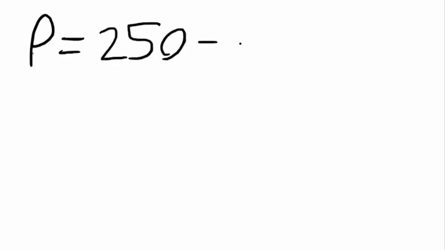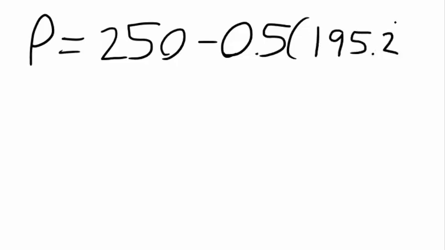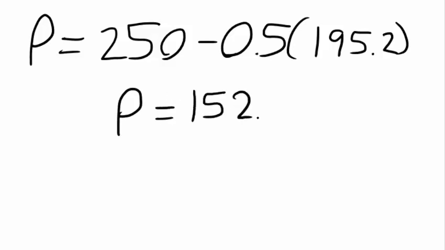Now when it comes to finding the price they'll charge for this good, they will plug the total market quantity into the price function that was given at the beginning of this problem. So we have price equals 250 minus 0.5 times our total quantity, which was 195.2, and we find the price to be equal to 152.4. So they will charge $152.40 for whatever good they're producing. And this will lead to the highest profit they can achieve through collusion.